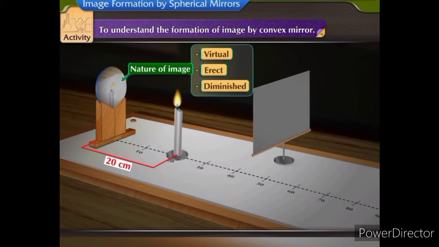Thus, we can conclude that the image formed by the convex mirror is always virtual, erect, and smaller in size independent of the distance between the object and mirror.